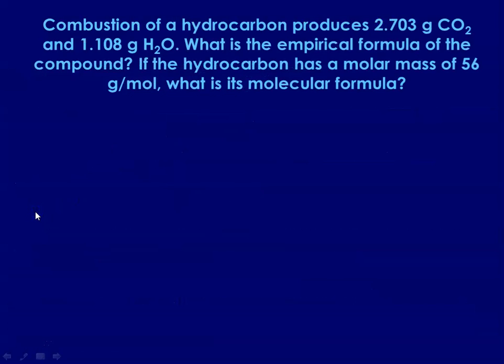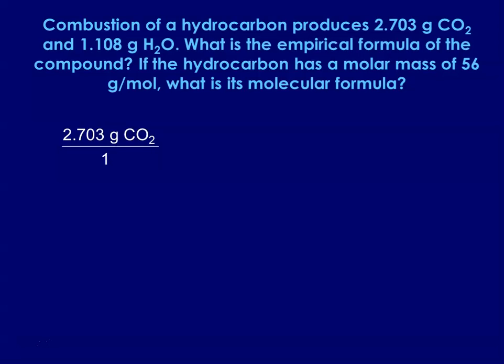So here we have just a hydrocarbon, which means it just contains carbon and hydrogen, and we have the amounts of CO2 and the amounts of H2O that are made. So we're going to figure out what the empirical formula is of this compound, and then knowing what the molar mass is of the hydrocarbon, we're going to determine its molecular formula as well. But first things first, to determine the empirical formula, we need to know the masses of the elements that made up our compound. So we need to know how much carbon and how much hydrogen we initially had.